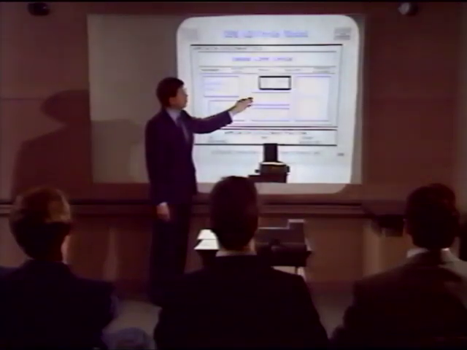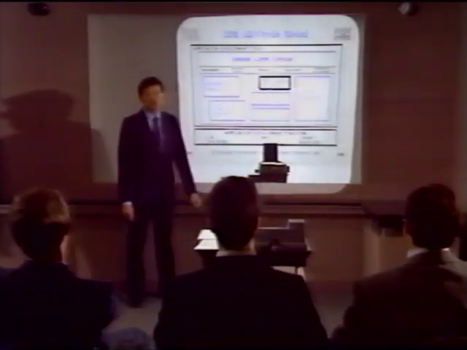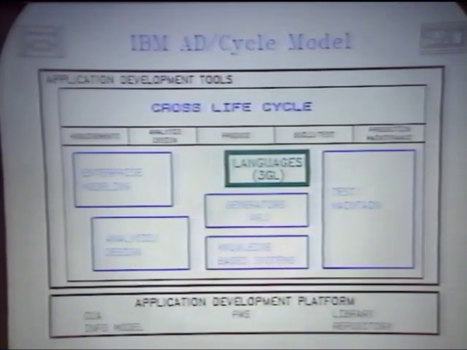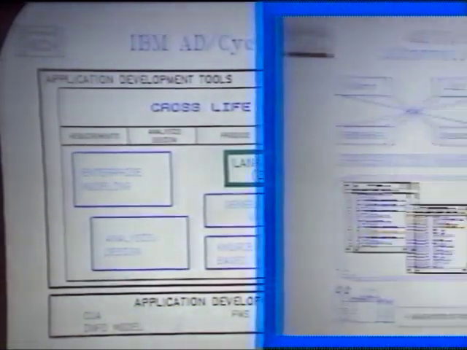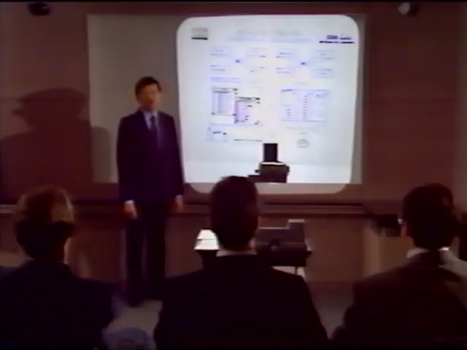AD/Cycle Code 400 is really a critical part of the high-level languages strategy on the AS400. We have announced support for the RPG programming languages in September, and there's also a statement of direction that we will support the COBOL 400 languages as well. AD/Cycle Code 400 is really a new application development paradigm on the AS400.